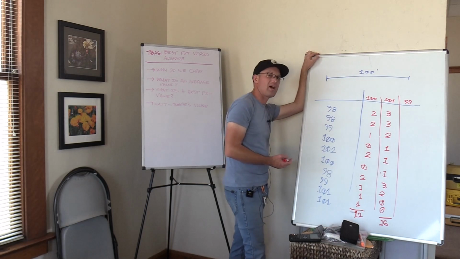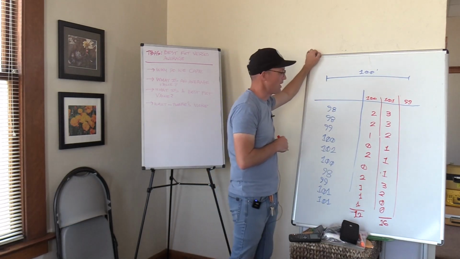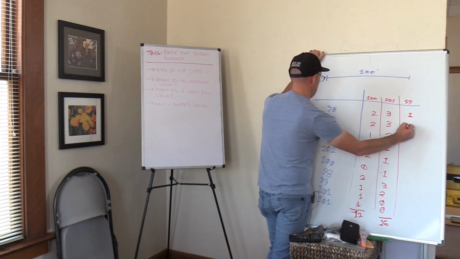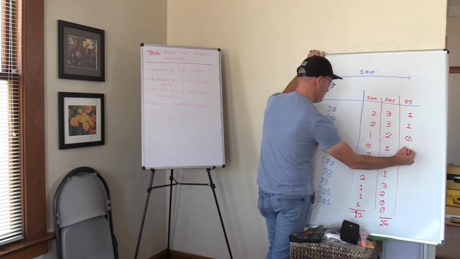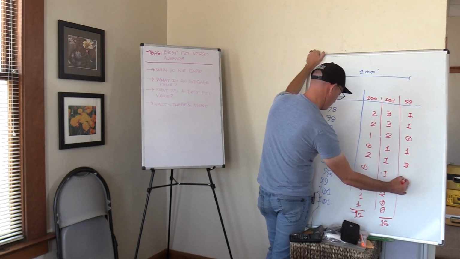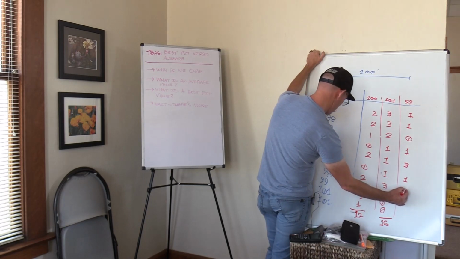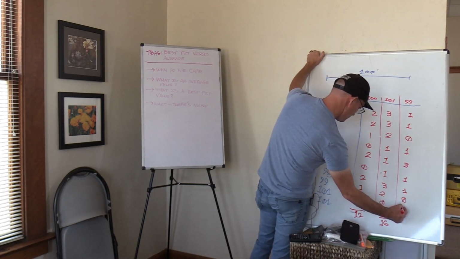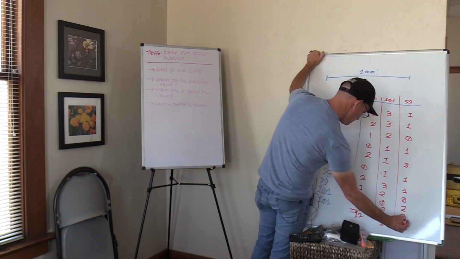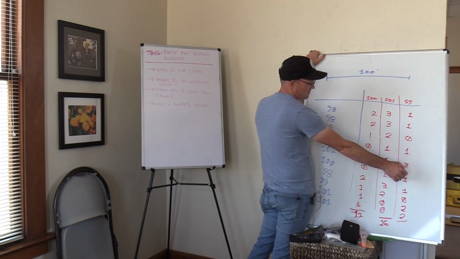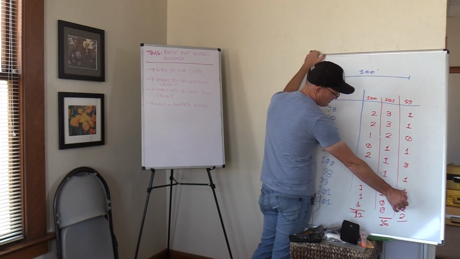Let's try 99. Okay, so 99, we're going to do the same math. We got a residual of 1, 1, 0, 1, 3, 1, 1, 0, 2, 2. Let's sum those up. 1, 2, 3, 6, 7, 8, 10, 12.